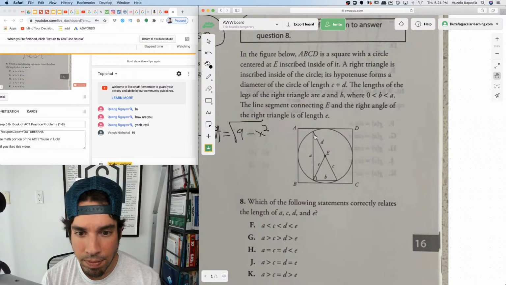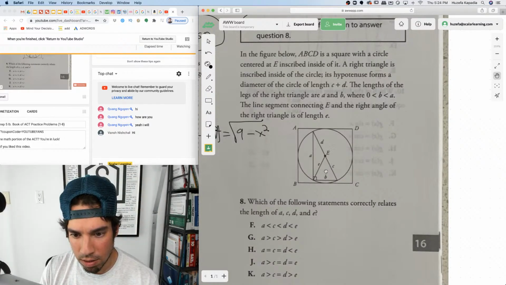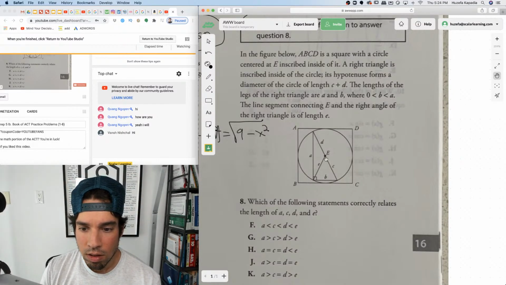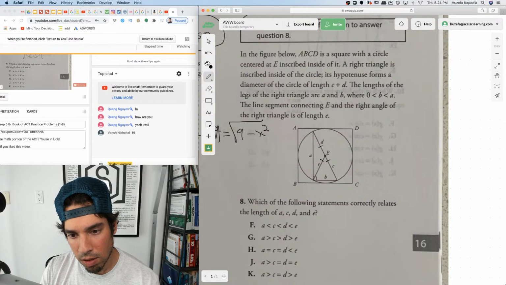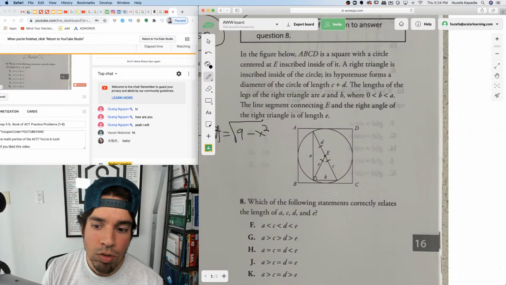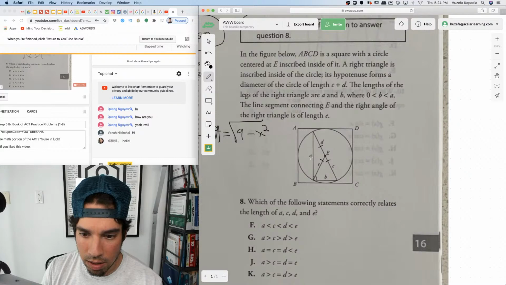The line segment connecting E and the right angle of the right triangle is of length E. These are radii, so these are going to be congruent. This is also going to be congruent. Which of the following statements correctly relates the lengths of A, C, D, and E?